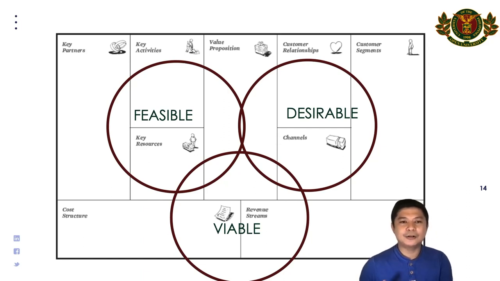And you can't do that alone. You need to enumerate your key partners. Suppliers, regulators maybe, or other key partners or stakeholders that would help you outsource services, maybe to do the key activities and key resources. At the bottom part of the business model canvas are two things: cost structure and revenue stream.